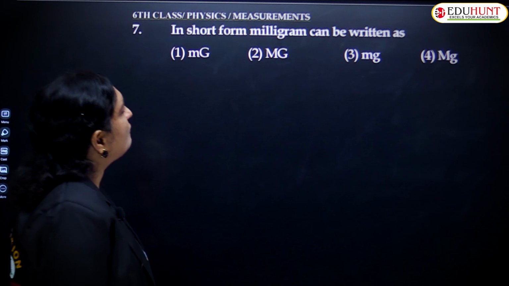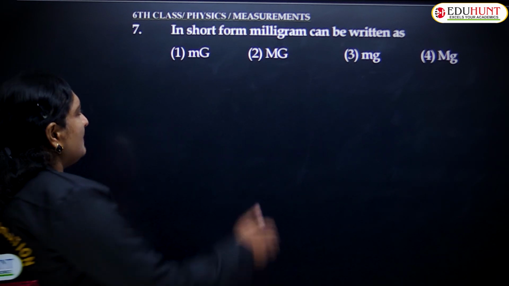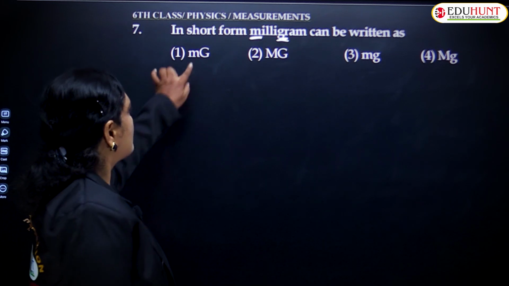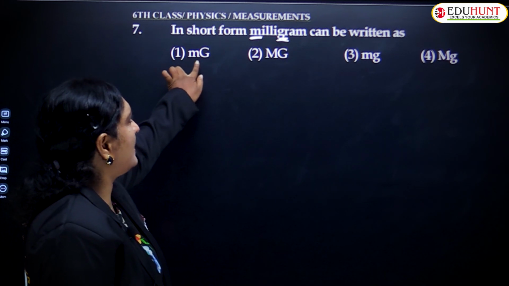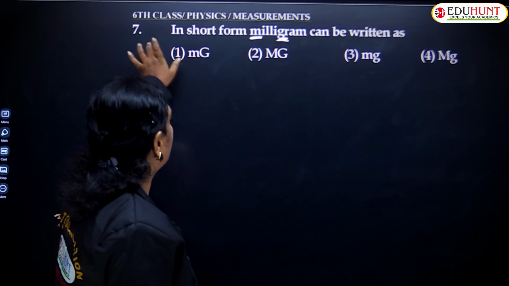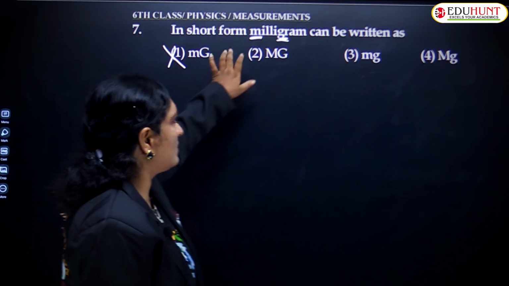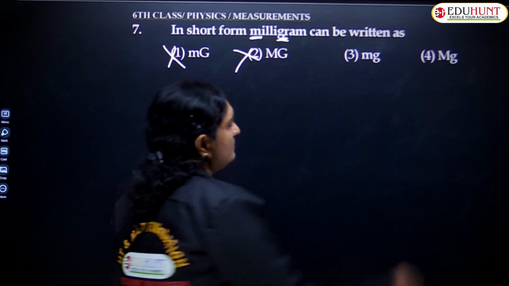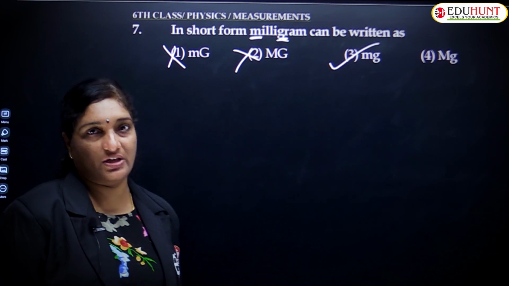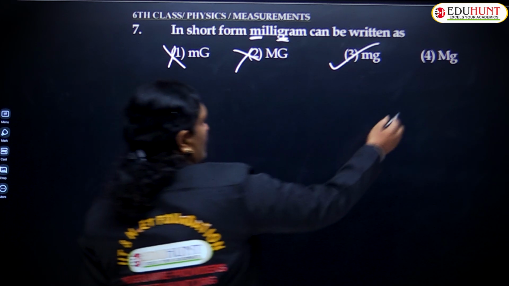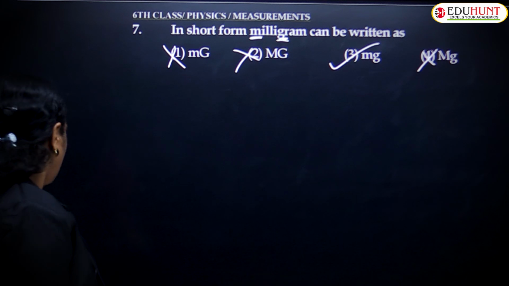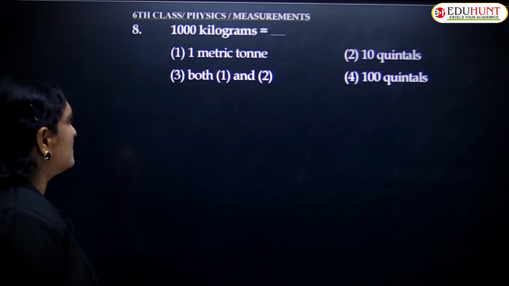In short form, milligram can be written as mg. I told you that the first letter should be capital and the next letter small, but this is not the right answer. Milligram is always represented as small m, small g. Okay, this mg, not this. In short form, milligram can be written as mg, small letter m and small letter g.